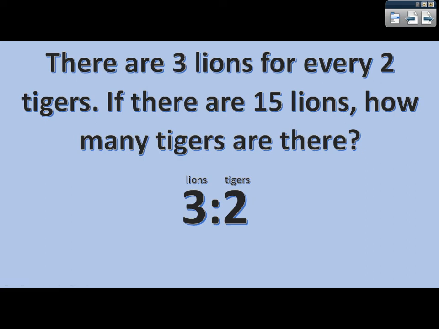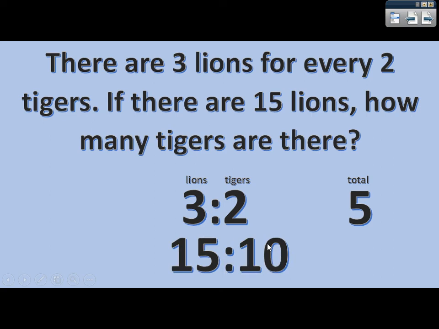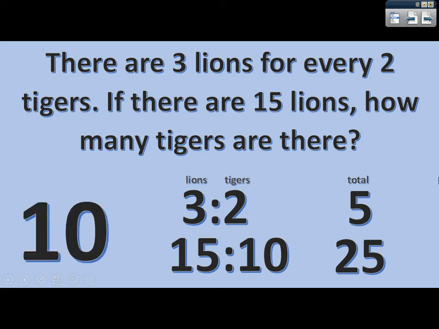Do you know what it is? I always do the total first, don't I? I forget sometimes I do the total first. Anyway, total's 5. But do you know what it is if you times the lions and the tigers by 5? It's 15 to 10. 3 times 5 is 15. 2 times 5 is 10. And what was the question? How many tigers are there? The answer is 10 tigers. We don't need the total this time. It would be 25, but the answer is 10 tigers. That's why I write tigers, so I know where to find my answer. 10.